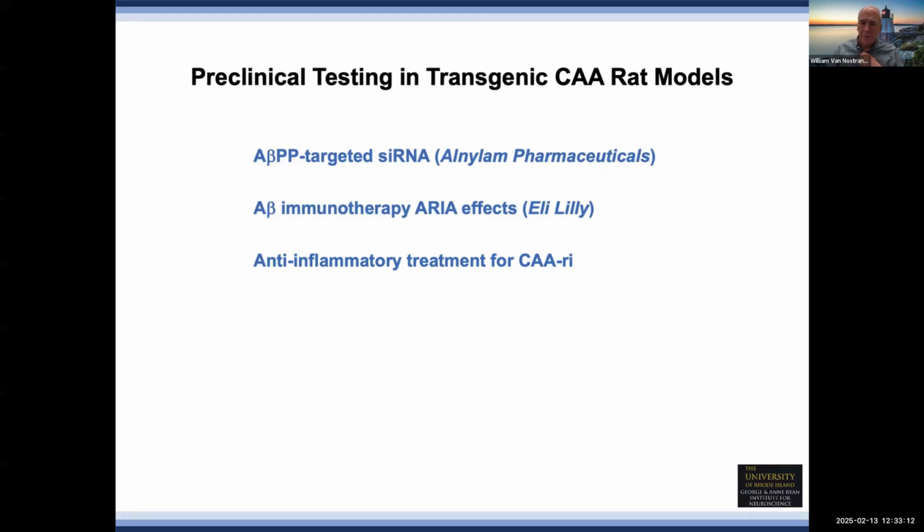We also have trials going on right now. We're testing anti-inflammatory treatments for reducing CAA-related inflammation. And lastly, we're also looking at lifestyle factors and the impact of diet and exercise on the emergence, progression, and severity of CAA. So these are some examples of the utility that we're using these rat models for going forward.